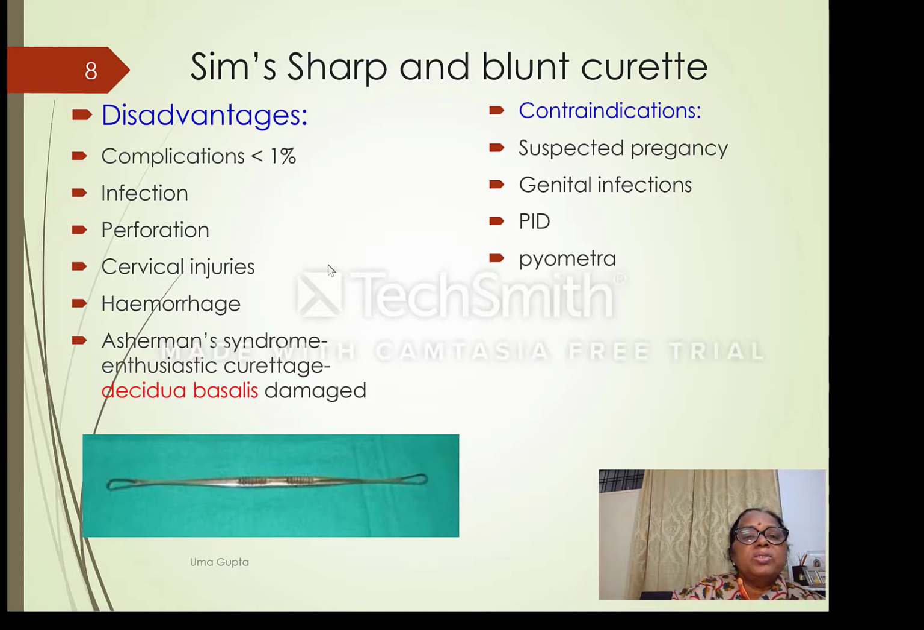Now, what are the disadvantages? When we talk of that, the complications are though less than 1%, but still it could cause infection, perforation, cervical injuries, hemorrhage. It could also create Asherman syndrome. If some person does enthusiastic curettage, that is, he pulls the stratum basilis also, then there are chances that the patient may have developed Asherman syndrome. Contraindications are if you're suspecting pregnancy, if there is pelvic inflammatory disease, if there is pyometra, if there is genital infection, then curettage is not done.